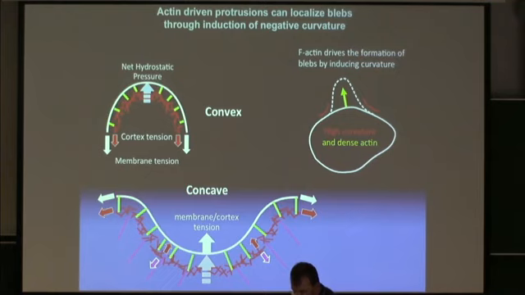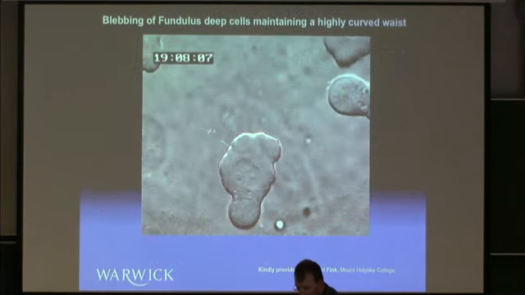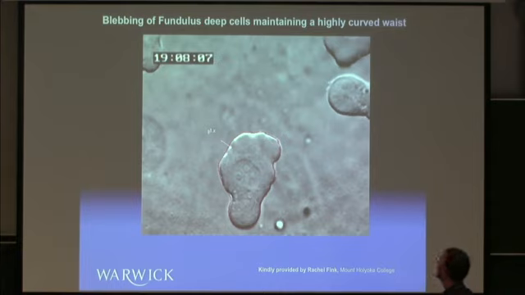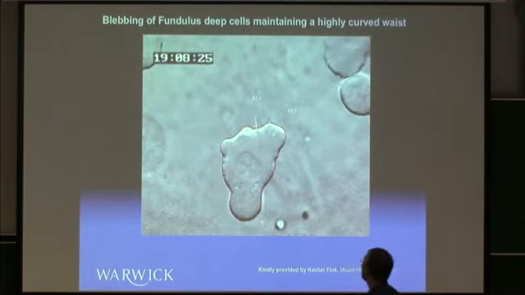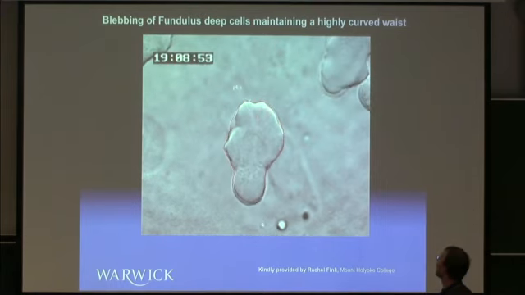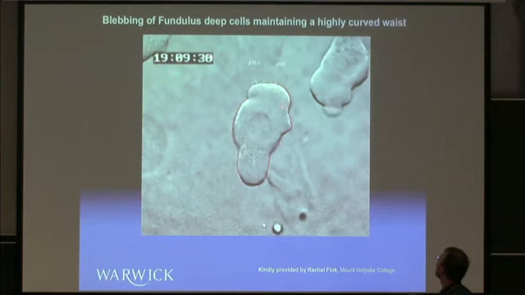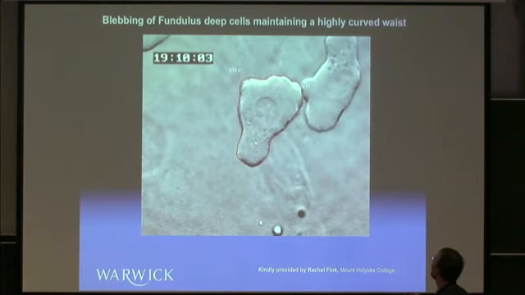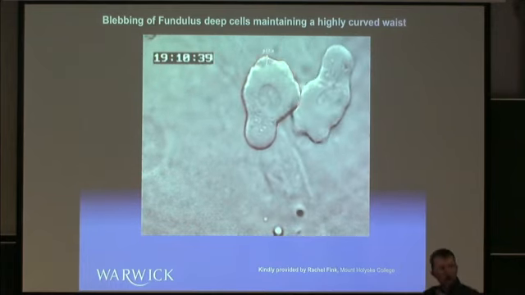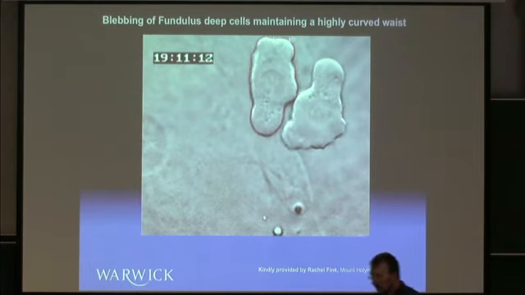And Eva already showed a very nice example of a fish cell that also moves by blebbing in a confined space, and we have analyzed that cell and see that the very same principle is true here. So you see blebs and then new blebs almost always emerge from regions of negative curvature.